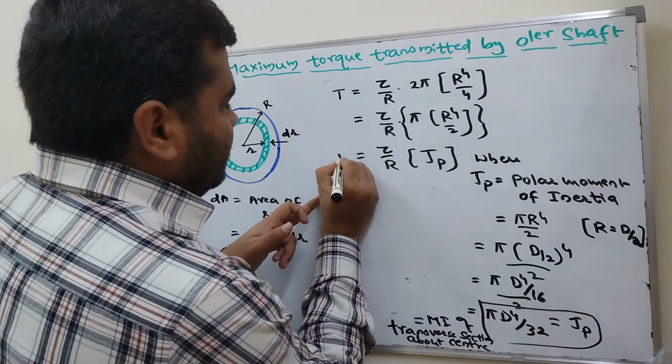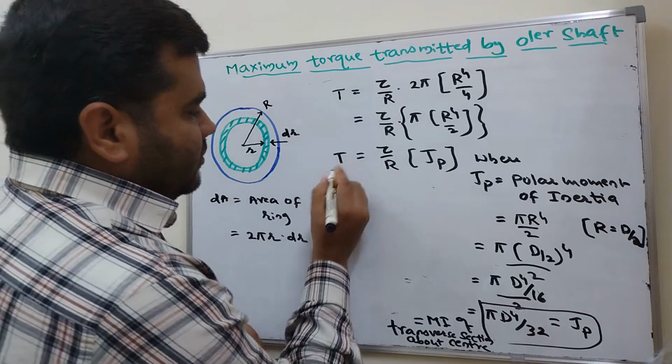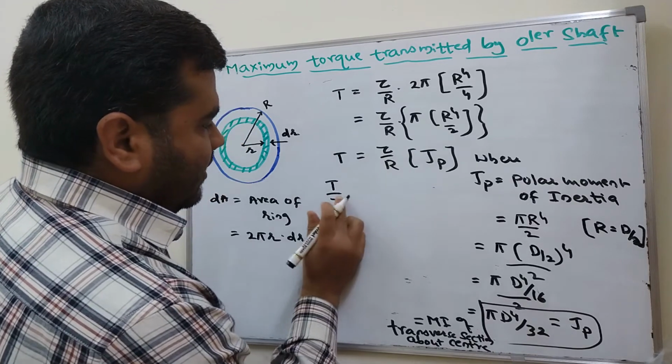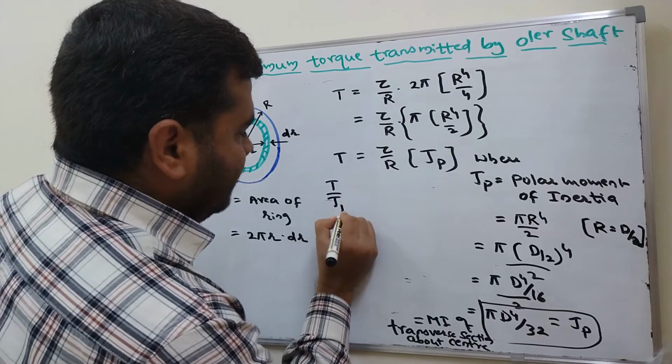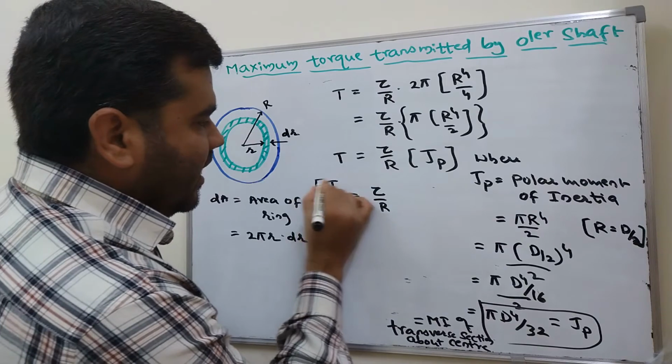Now this is T, torque. I substituted here. After simplification, T by Jp equal to tau by r, right? Tau by r. This is one relation I am getting here.